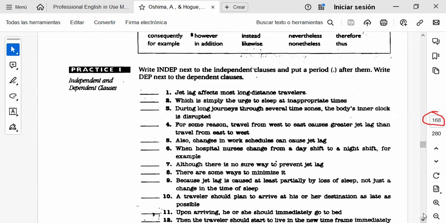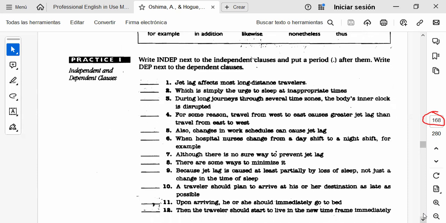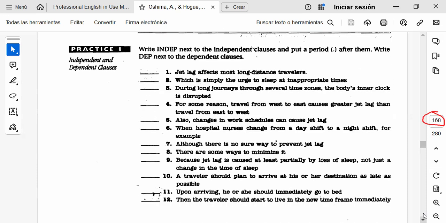You are going to read the sentence, and you have to tell me if the sentence is independent or dependent. Or you can say it in Spanish, depende. Está bien, sí, Fabi. Okay, a ver.